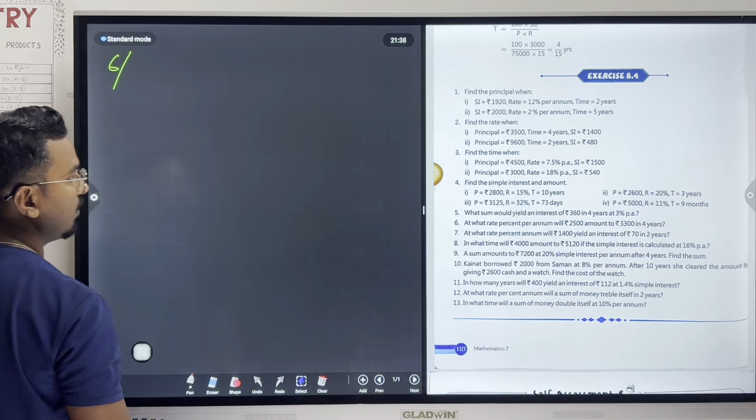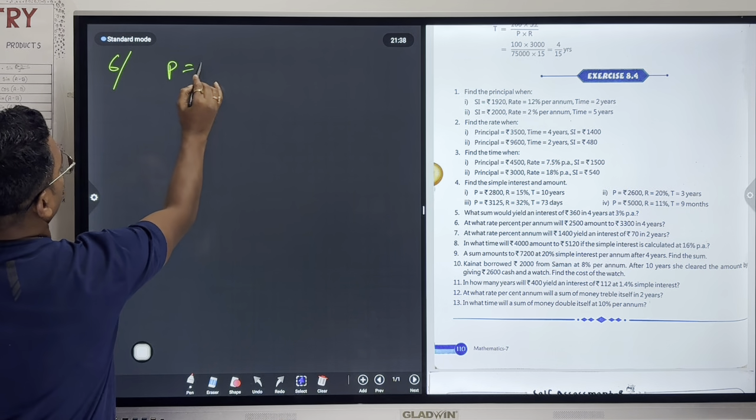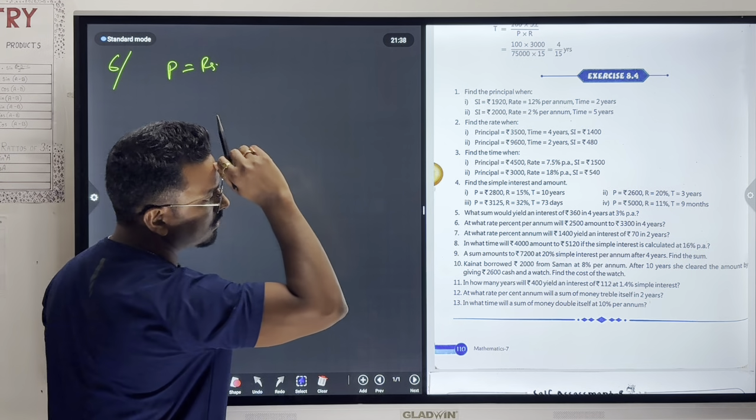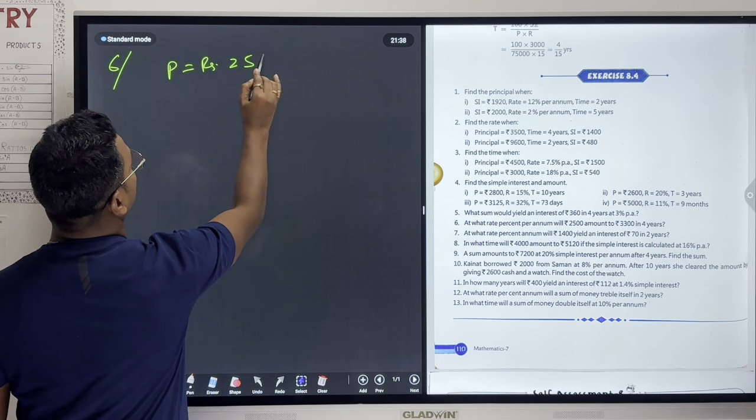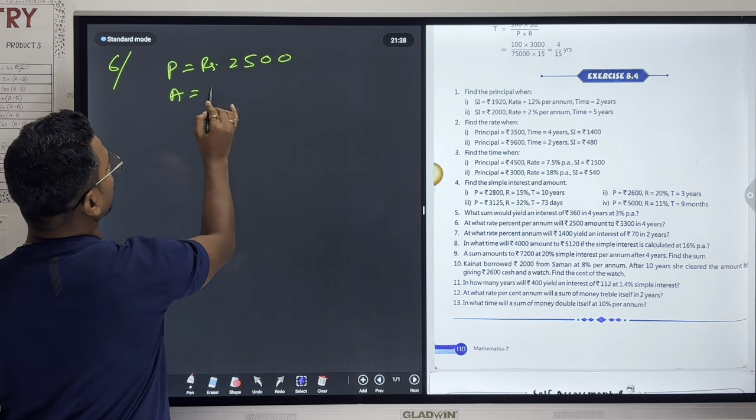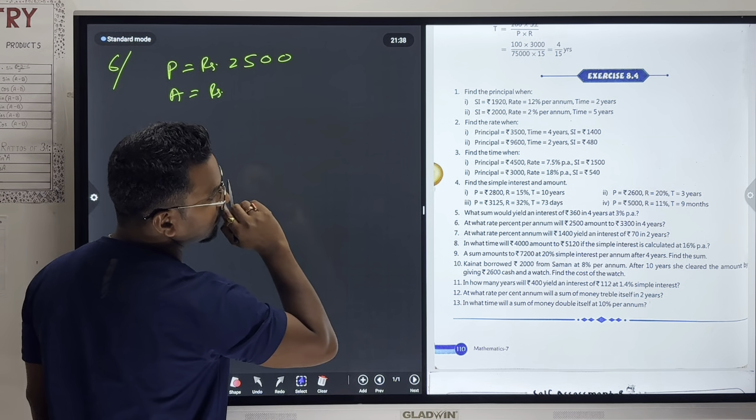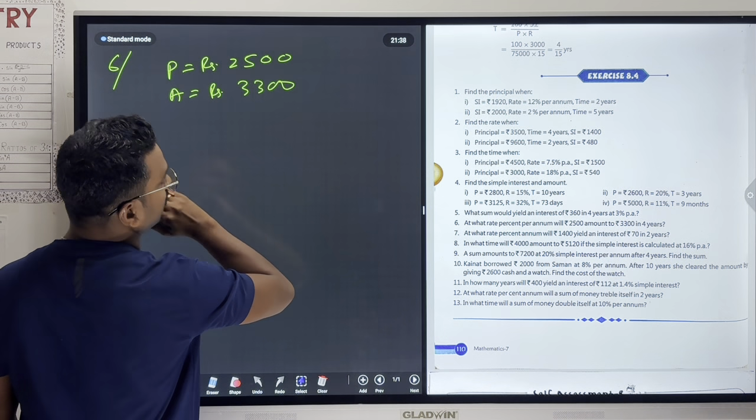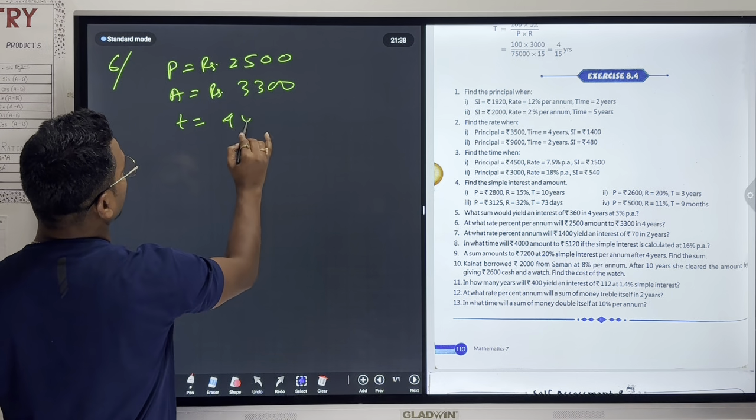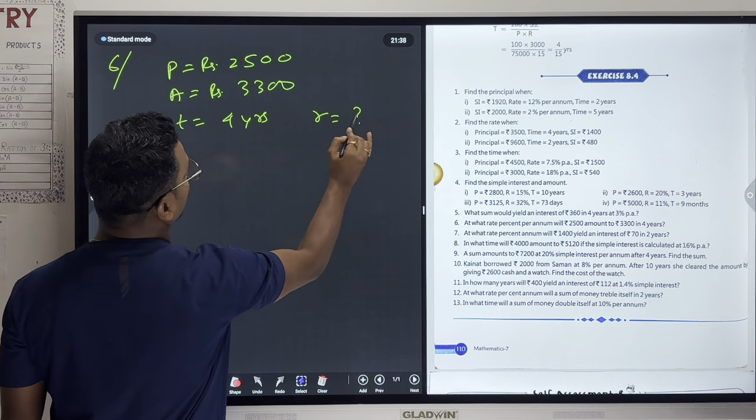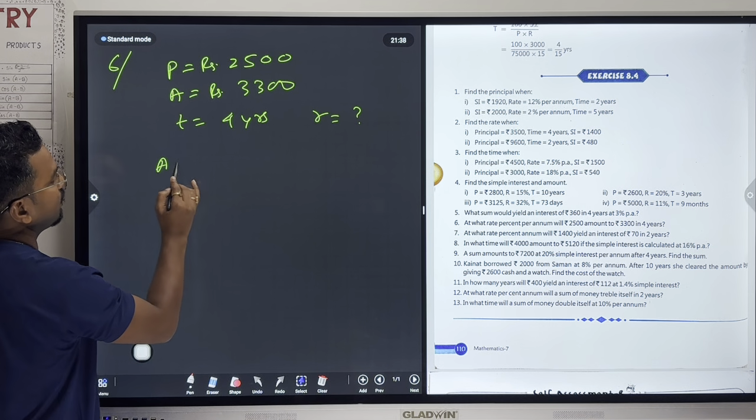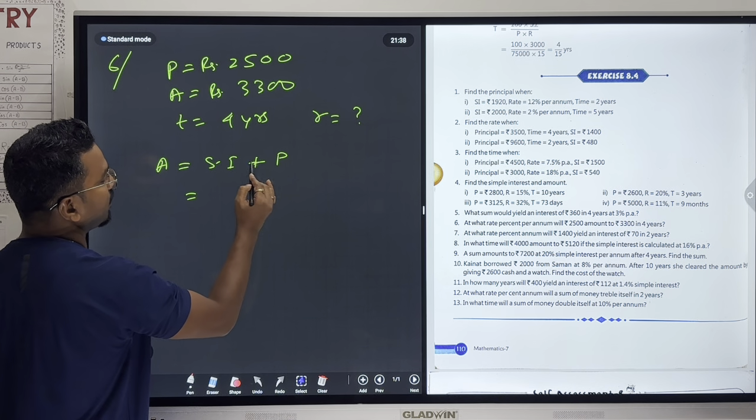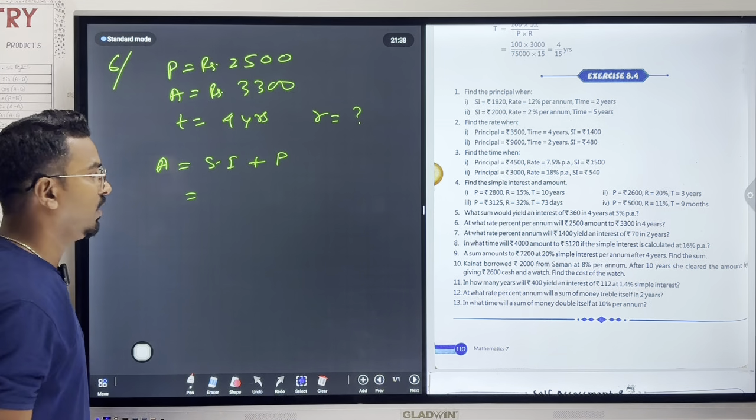Amount is given, principal is given rupees 2500. Amount is given rupees 3300, and time is given 4 years. So you have to find the rate of interest. We know that amount equals simple interest plus principal, right? Or principal plus simple interest, same thing.